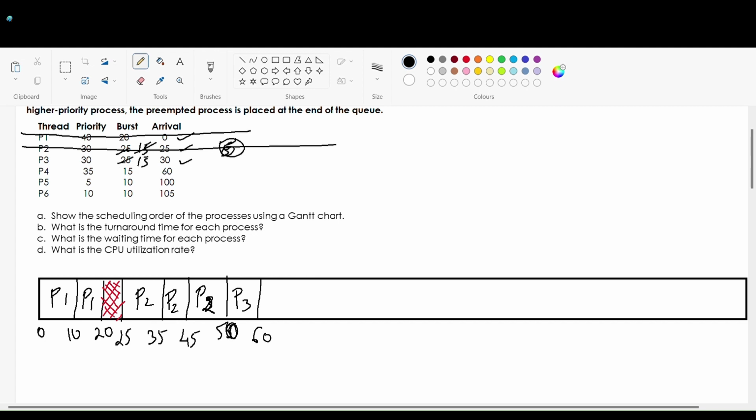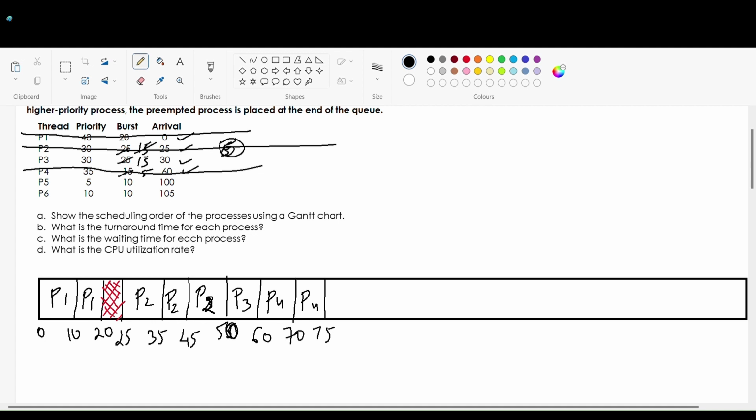Clear? At 60, another process enters the system, and this process has higher priority than P3. So P4 will start to execute now, from 60 to 70. P4 will have 5 remaining. There is no other process, just P3 and P4. So P4 will execute again up to 75, and P4 exits from the system.